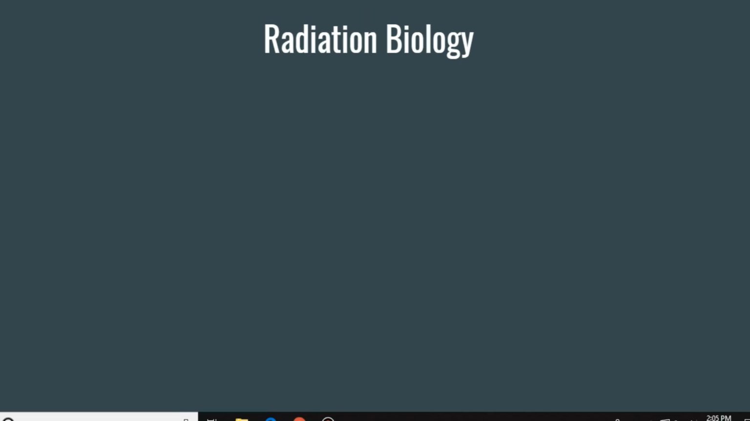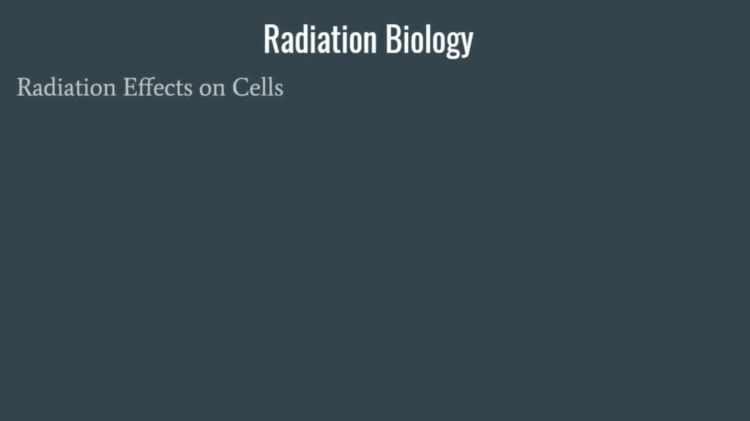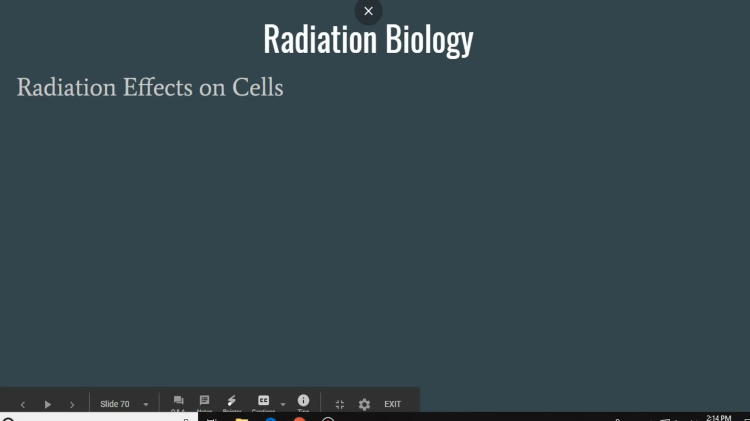Let's go a little bit further now into radiation effects on cells. Remember that the cell is the basic structural unit of all living organisms. Inside is the central nucleus, and then it is surrounded by cytoplasm. Ionizing radiation can cause effects on the nucleus, the cytoplasm, or the entire cell.